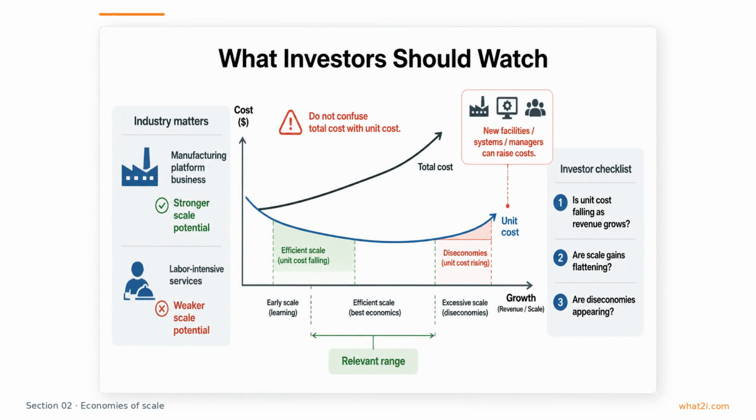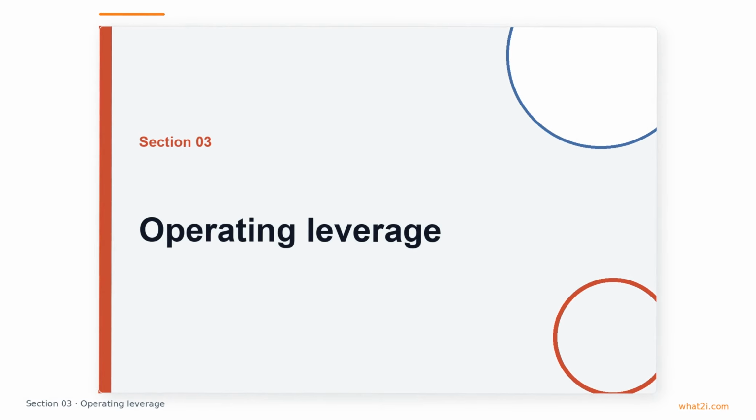From an investor's perspective, the question is whether growth is actually making the company more efficient. Rising total cost is not a problem by itself if unit cost is falling, but scale benefits may flatten over time, especially once easy efficiencies have already been captured. Industry structure also matters, because some sectors naturally support stronger scale effects than others. A software platform or manufacturing network may scale well, while labor-intensive services often scale less dramatically. The key is to watch for evidence that growth is still lowering unit cost rather than merely making the organization bigger.